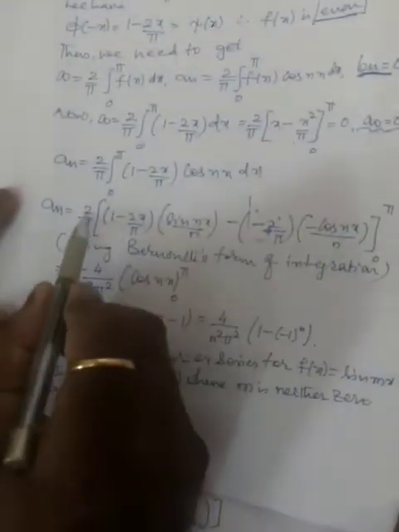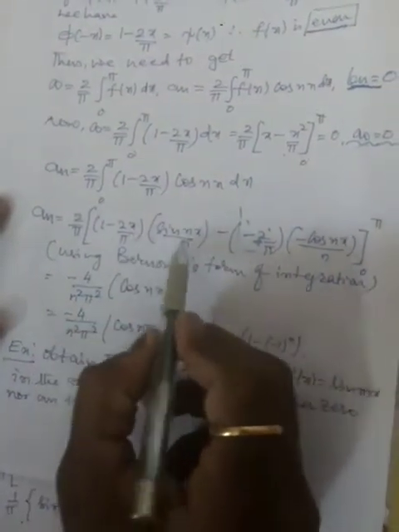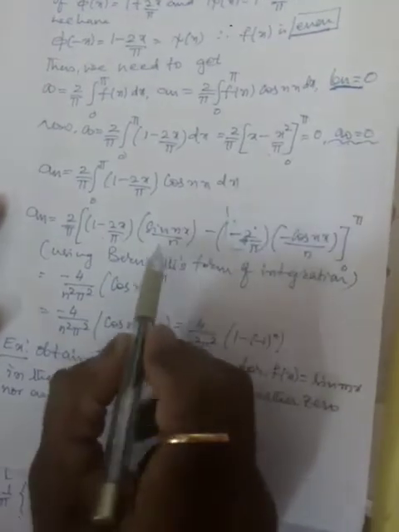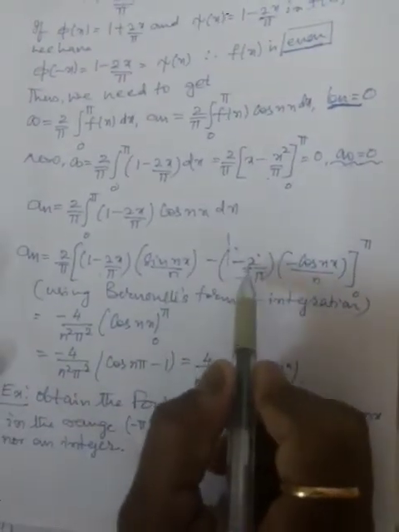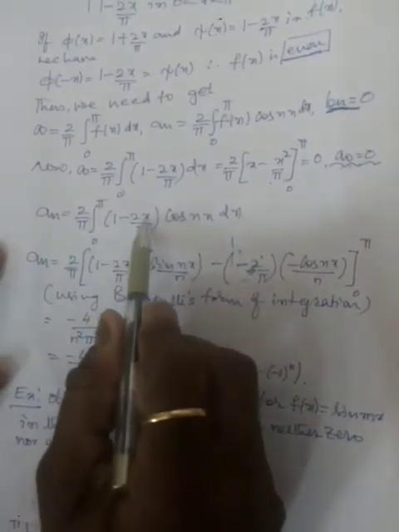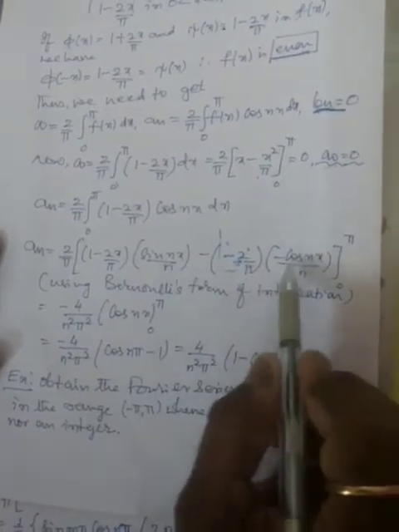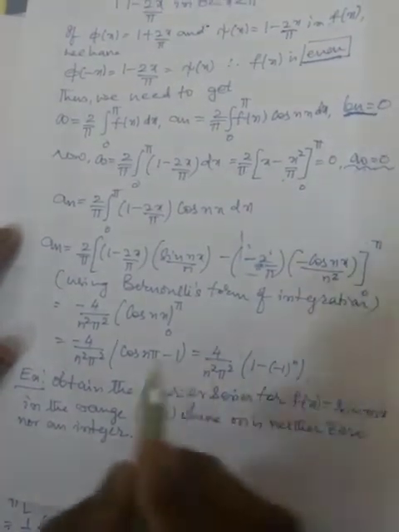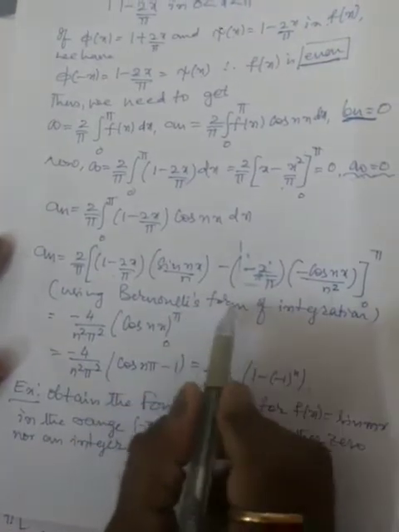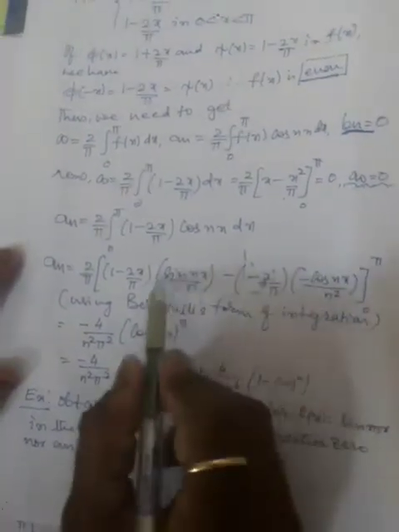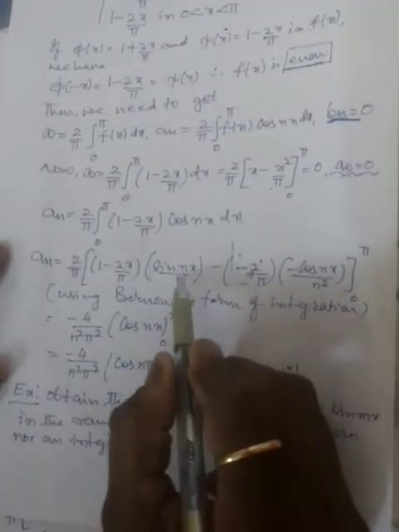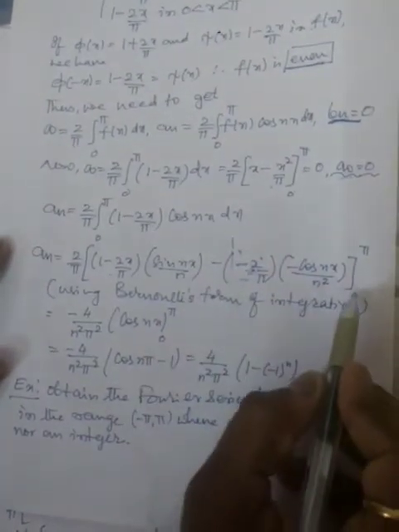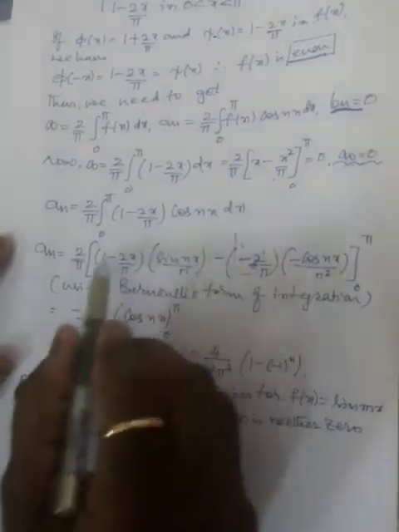Therefore, this term is equal to 2 upon pi, 1 minus 2x upon pi into the integration of cos nx, which is sin nx upon n, minus the differentiation of 1 minus 2x upon pi, which is minus 2 upon pi, into the integration of sin nx upon n, which is minus cos nx upon n square, between 0 to pi. This is followed by Bernoulli's form of the integration. Hence, in sin nx, if we put x equal to pi, what happens here? Sin n pi will be 0, and sin n into 0 will be 0. Therefore, the entire first term becomes 0.